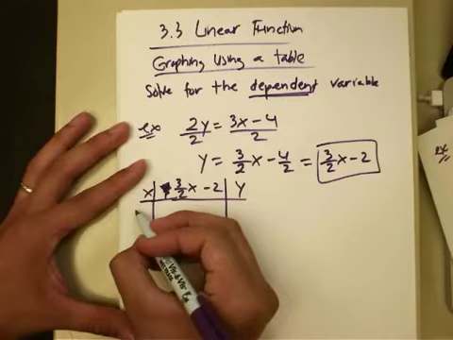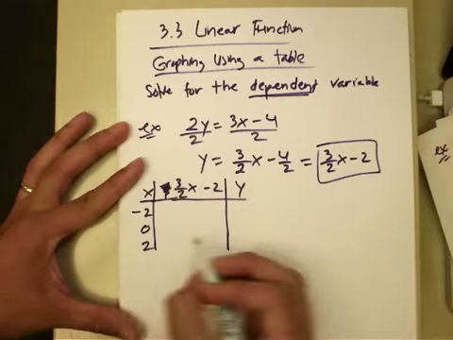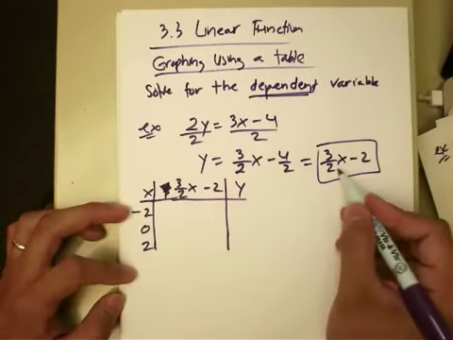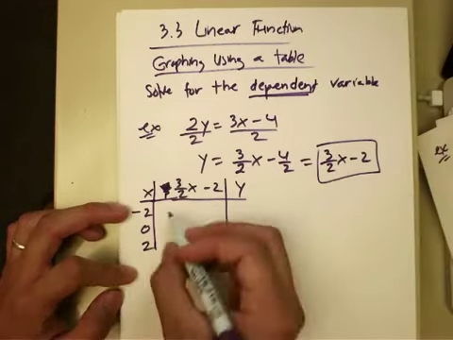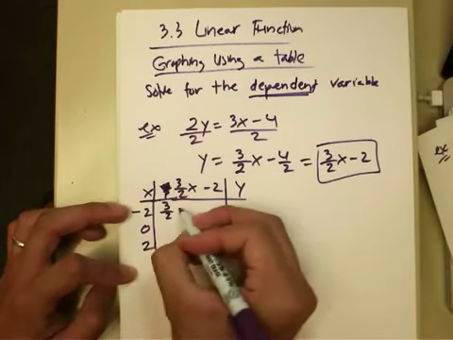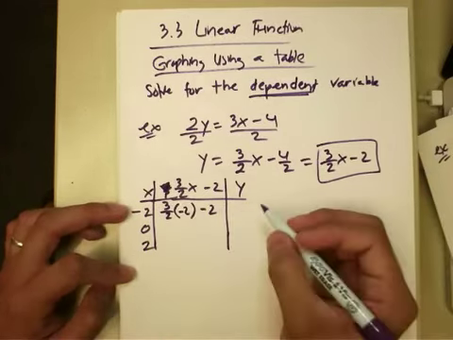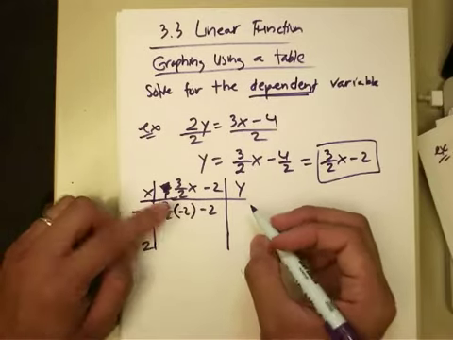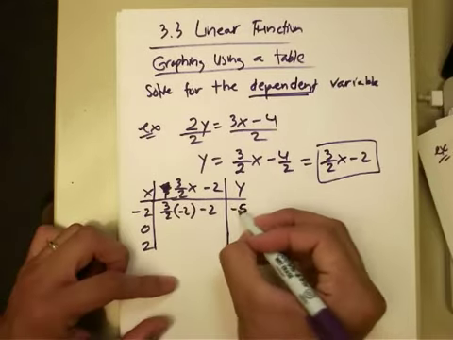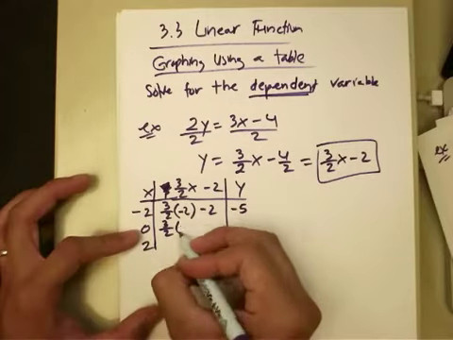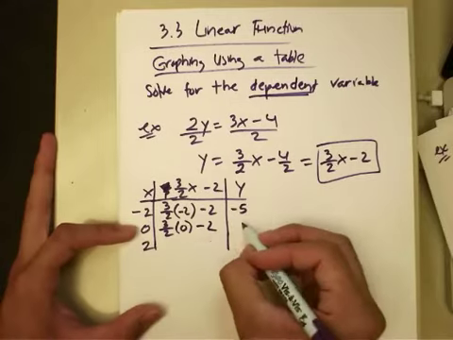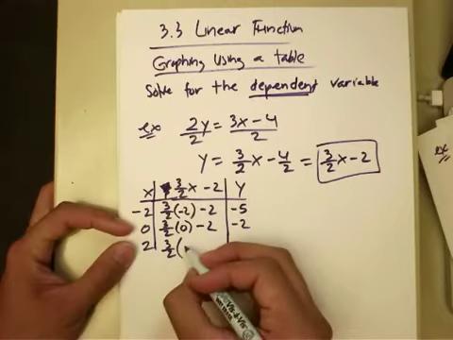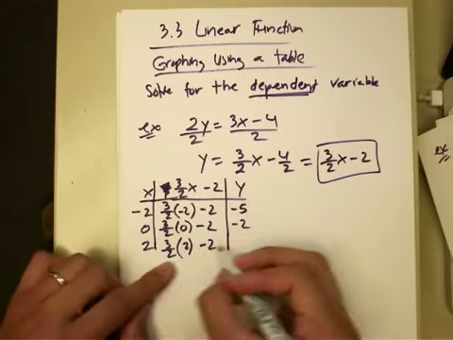For example, I'm going to pick mine as negative 2, 0, and 2. The reason I'm picking 2 or negative 2 is because it can be cross-canceled with the 2 below here. Okay, so when I substitute it, this cross-cancel will give you negative 1. Negative 1 times 3 is negative 3. Negative 3 minus 2 is negative 5. And then the next number, 3 halves times 0 is 0. 0 minus 2 is negative 2. Last one, 3 halves times 2 is 3, minus 2 is 1.